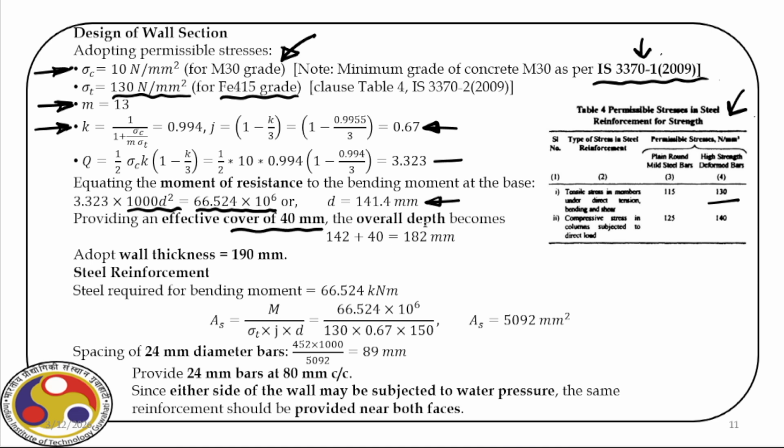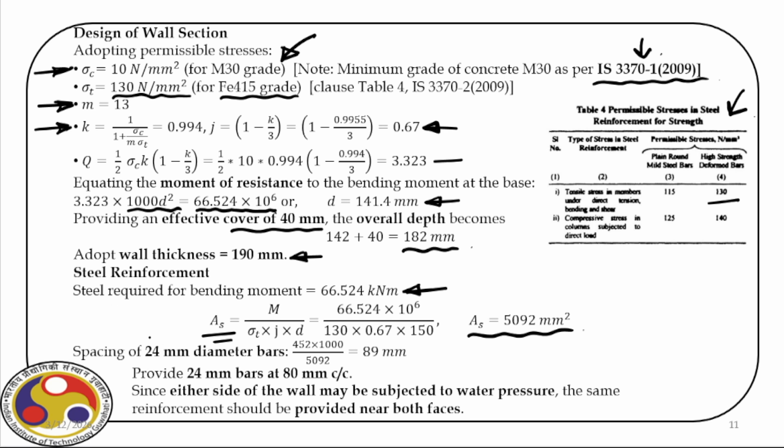So the total depth is 182 millimeter. So we can provide a depth of 190 millimeter, which is sufficient, right? Next, we have to find out the steel requirement against an applied bending moment of 66.524 kilonewton meter. So AS is equal to M by sigma T times JD. So we know all these parameters, so we can find out AS, which is 5092 millimeter square.